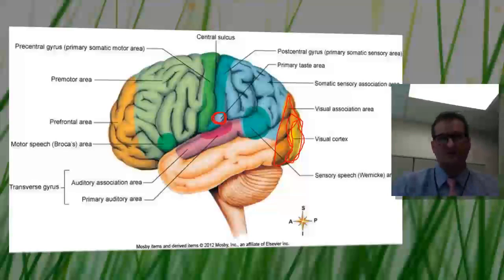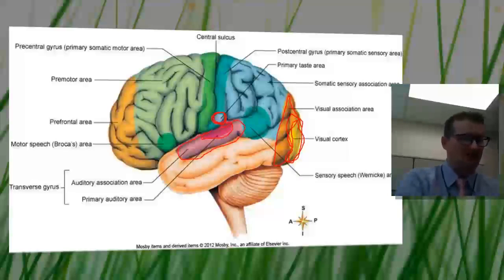Area 3 is the primary auditory area, which is here, and then the auditory association area, which is out in this region. This is on the temporal lobe. It's responsible for hearing, and the association area gives us the ability to recognize familiar sounds, including a person's voice.